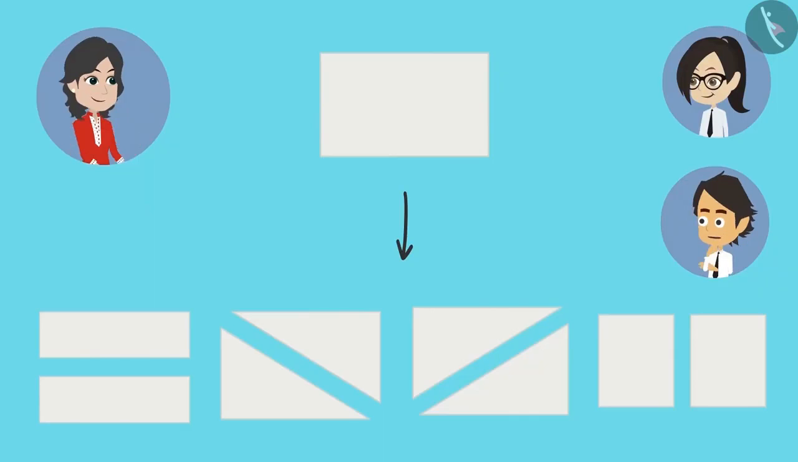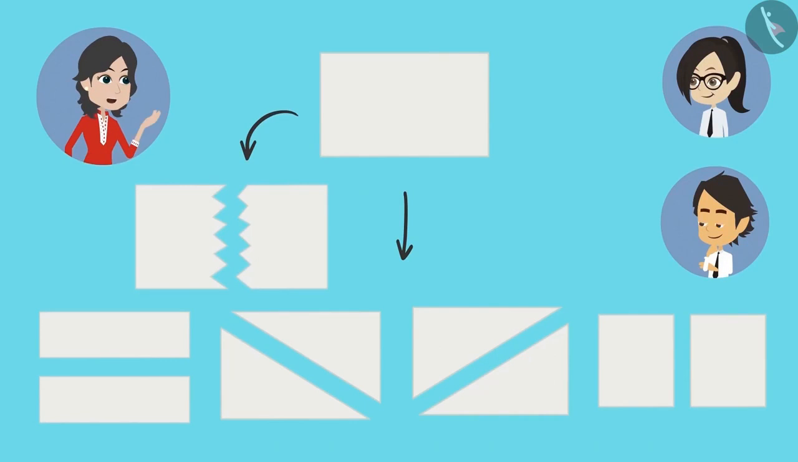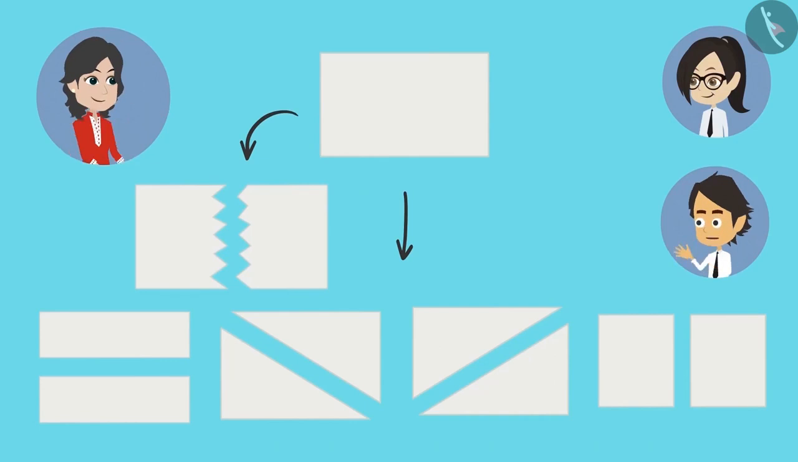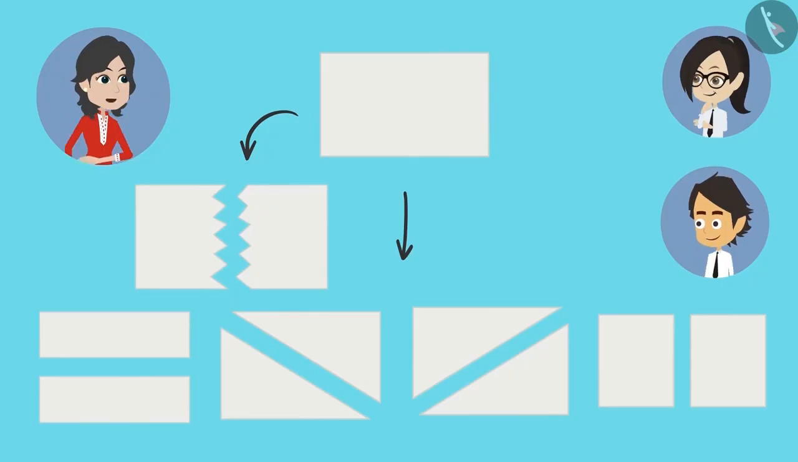What are the other ways by which it can be divided into halves? Look, this is also another way. Oh yes, this can be divided into half like this too. We didn't think of this. Similarly, there are more ways in which they can be divided into half.